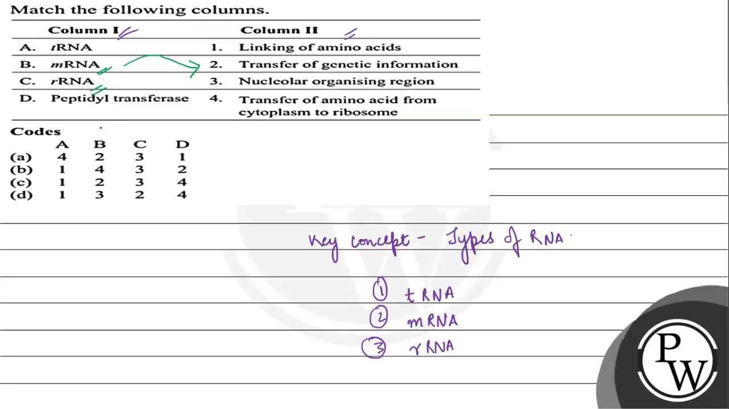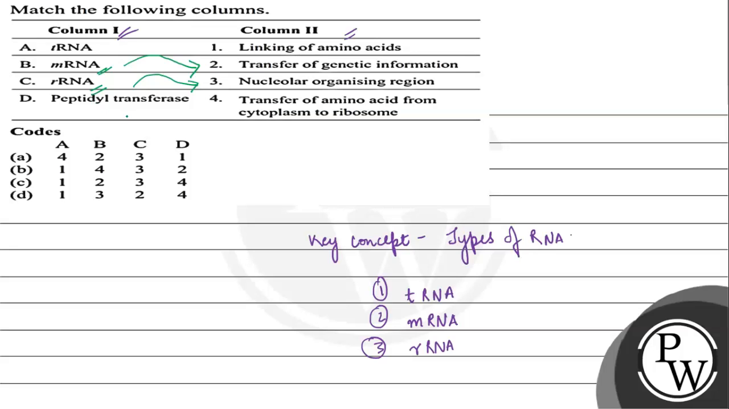Moving further, we'll be talking about rRNA, since we are very familiar with rRNA too. When we talk about rRNA, it is primarily present in the nucleolar organizing region. Ribosomal RNA is the only kind of RNA that is present in the nucleolar region. The rest, mRNA and tRNA, are primarily present in the nucleus and then traverse to the cytoplasm.